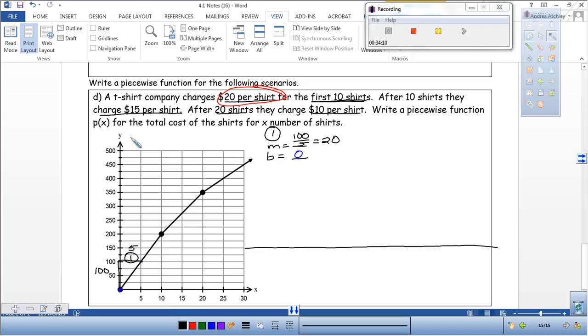So this one is P of x because that's what they told us to use. P of x equals 20x plus 0, which just means P of x equals 20x. Any questions over that?